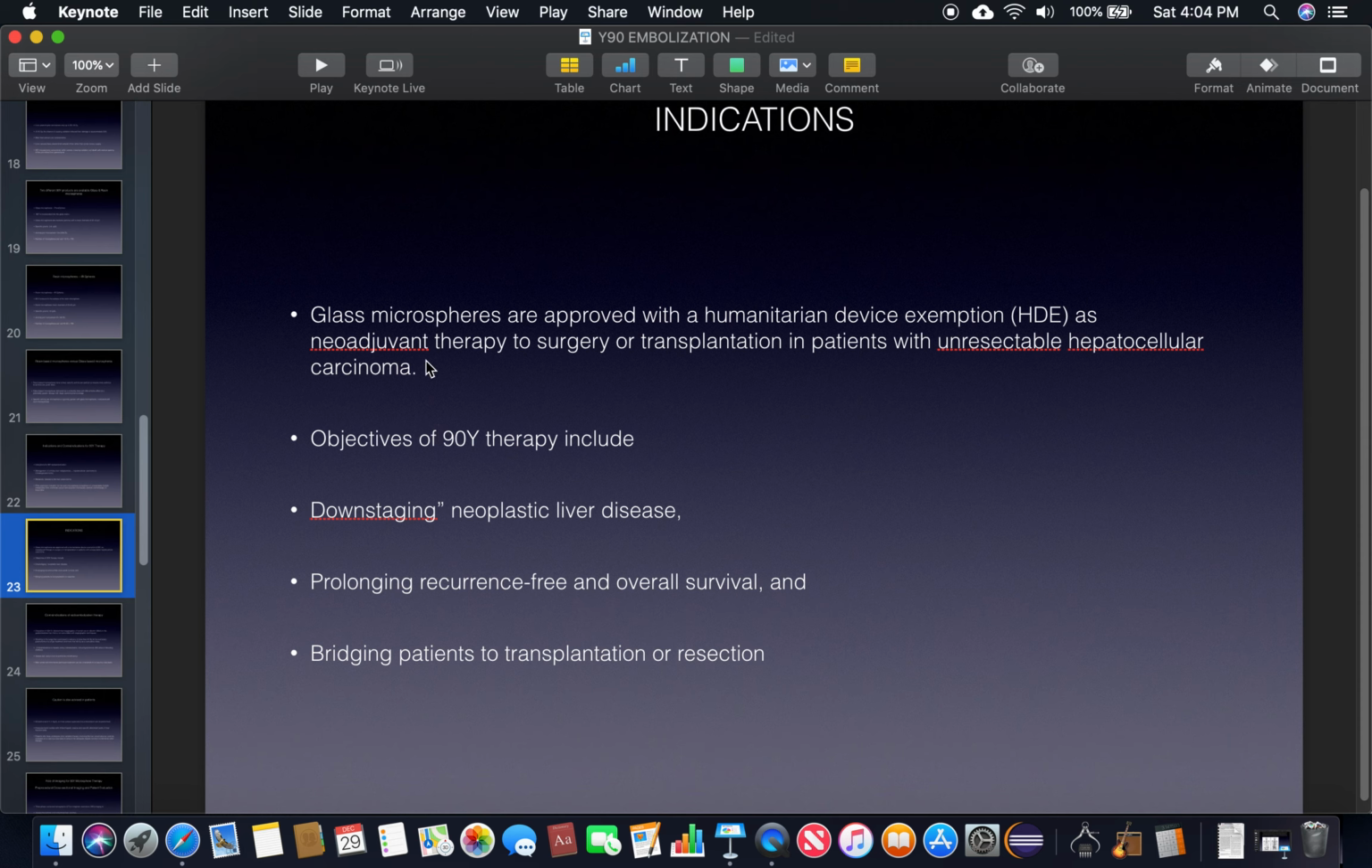Glass microspheres are approved with a humanitarian device exemption as a neoadjuvant therapy to surgery or transplant in patients with unresectable hepatocellular carcinoma. Now, the objectives are to downstage the disease, prolong the recurrence-free and overall survival, and bridge patients for when they're waiting for transplantation or resection.